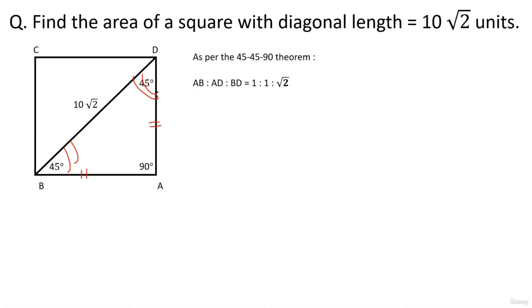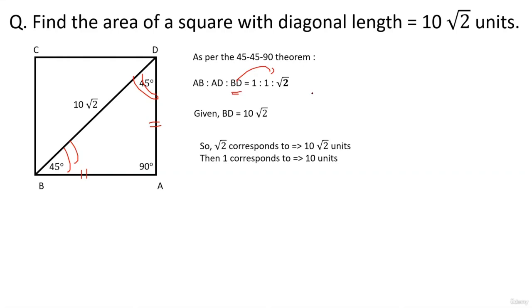For a 45, 45, 90 triangle, we know that the ratio of sides is 1 is to 1 is to root 2. But this root 2 corresponds to BD here, right? And BD is given as 10 root 2, right? So if root 2 corresponds to 10 root 2, 1 corresponds to what? 1 corresponds to 10. So this 1 can be treated as, guys, AB or AD, the sides of the square. So what is the area of the square? 10 squared equals 100 unit square. It's as simple as that, right, guys? Let's go on to the last question.